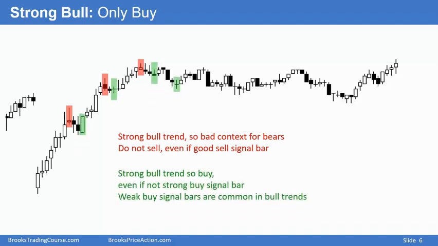Now, in a strong bull trend, a lot of times the buy signal bars are not all that good. This is pretty good here, a decent bull bar closing on its high, but look at this. It's a doji after another doji after another doji. In a strong bull trend, a lot of times the buy signal bars are not good, yet you should still buy them because the trend will continue higher. And a lot of the buy signal bars within bull flags don't look particularly strong. Does not matter. They're still buys.